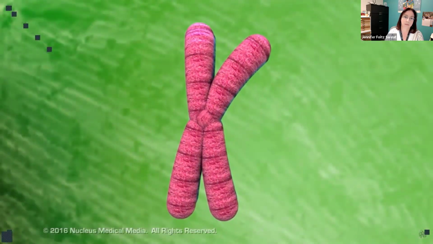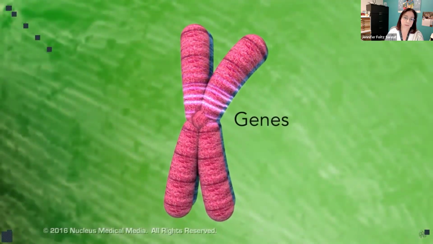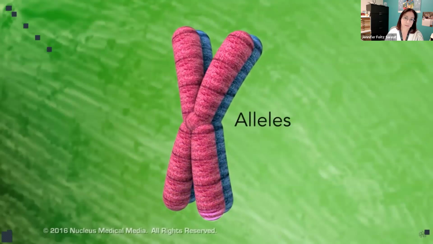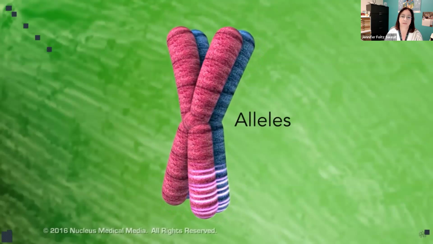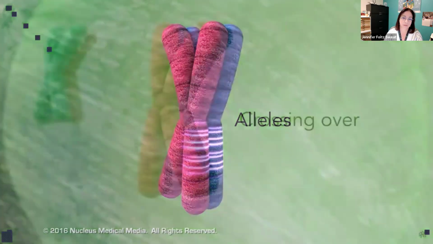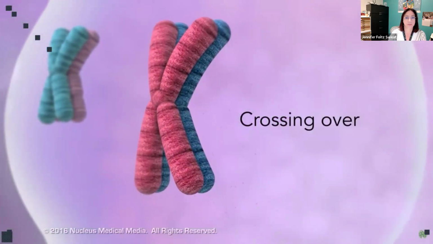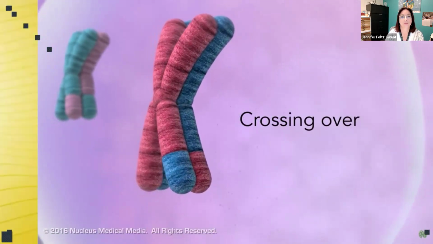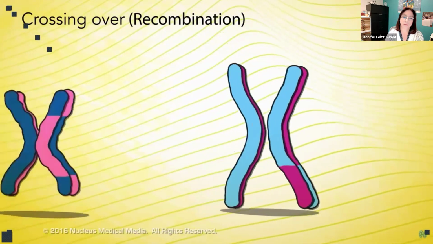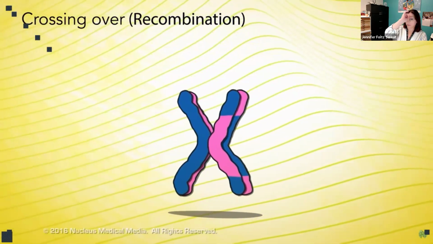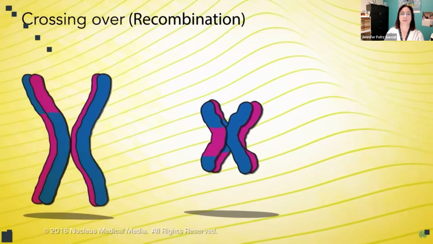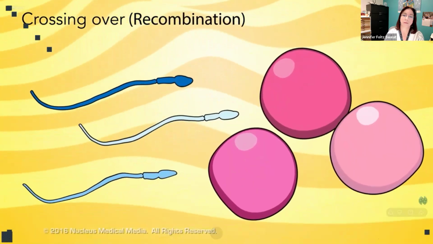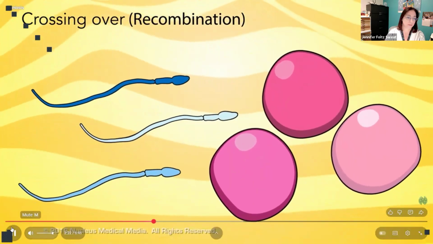The chromosomes contain genetic information called genes. These genes were inherited from each parent. And different versions of the same gene on each chromosome are called alleles. In a process called crossing over, chromatids from each homologous chromosome exchange segments of alleles. Also called recombination, crossing over randomly happens on every chromosome, resulting in different gene combinations. This explains why every gamete is genetically different from every other gamete.